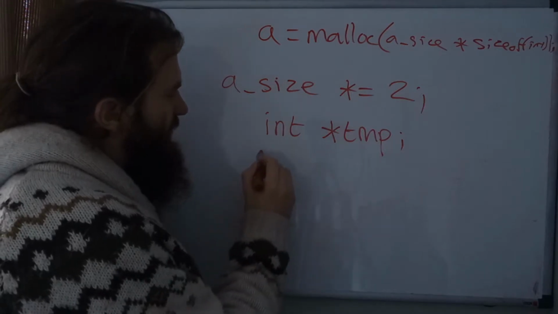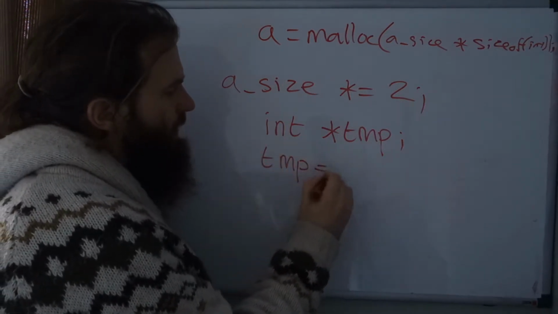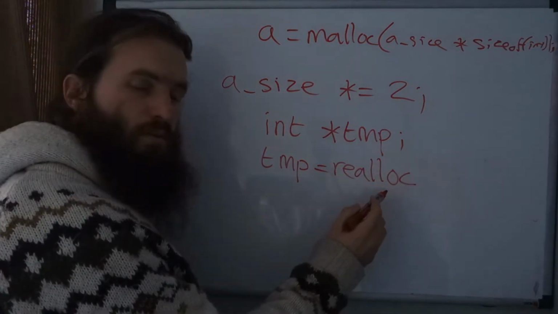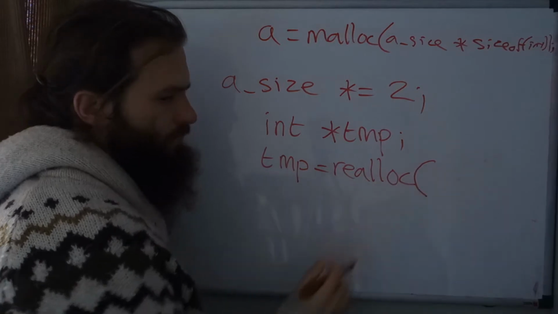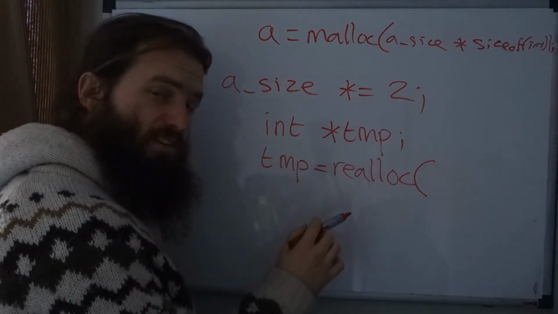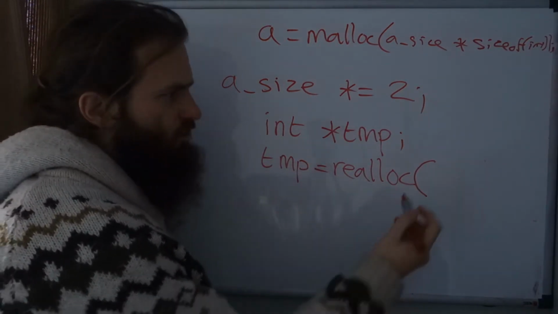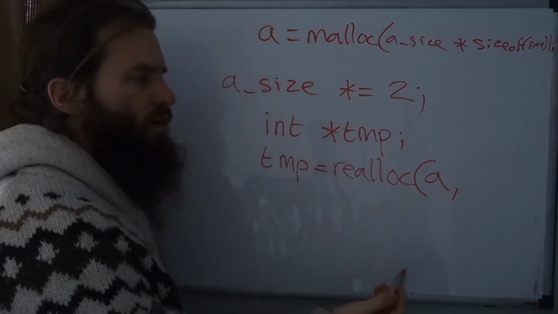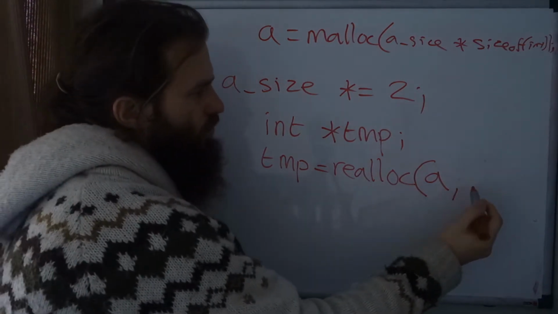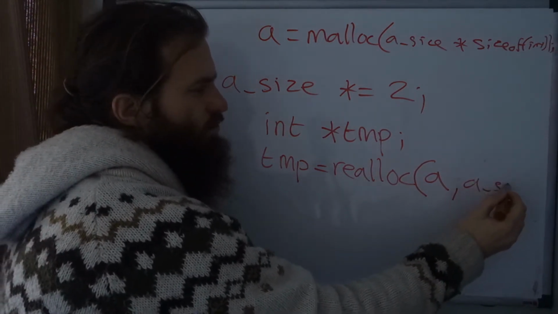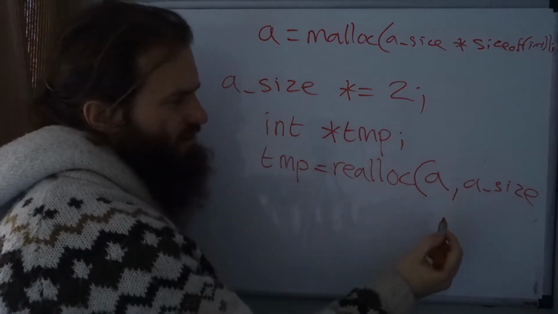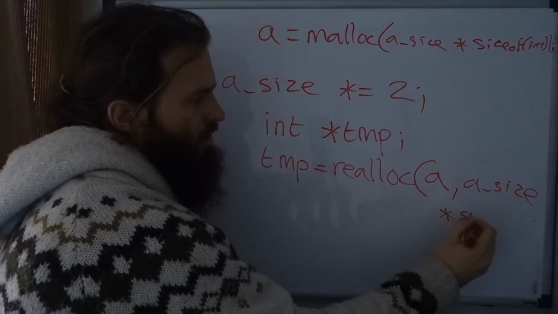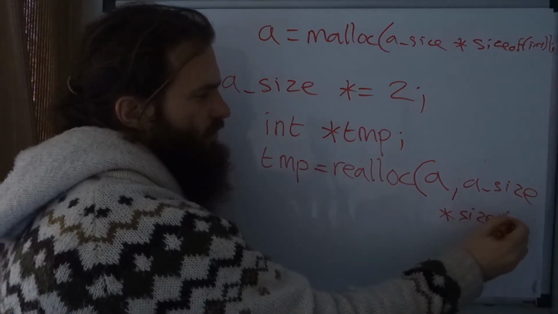so what we do is we say TMP equals realloc followed by a pointer to the memory that we're trying to change, so that's A, and then the new size, which of course is A_size, and I run out of space, but imagine this is all on one line, times size of int.